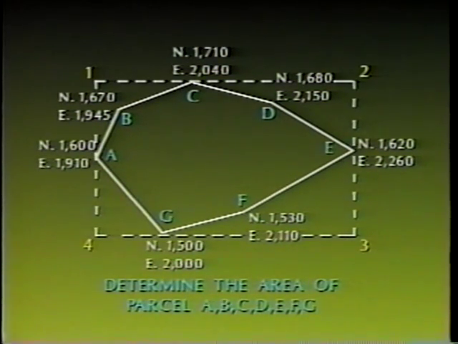Step 1. Circumscribe the parcel with a rectangle. The sides of the rectangle must be due north and south, and east and west. The west side of the rectangle must run through the most westerly corner of the parcel in a north-south direction. The north side of the rectangle must run through the most northerly corner of the parcel in an east-west direction. The east side runs through the most easterly corner in a north-south direction, and the south side through the most southerly corner in an east-west direction.